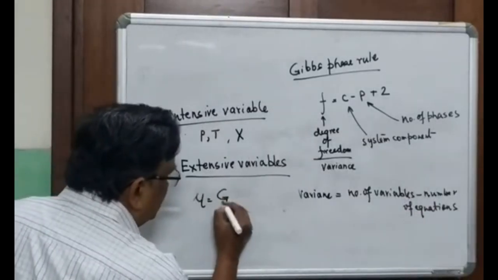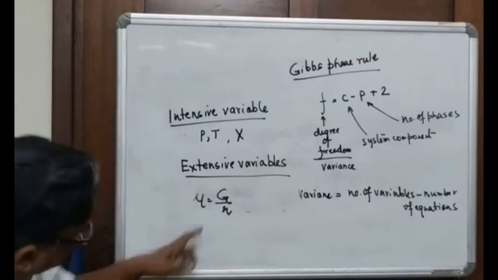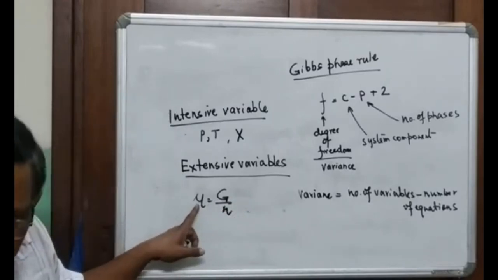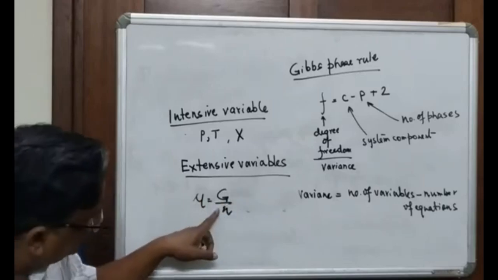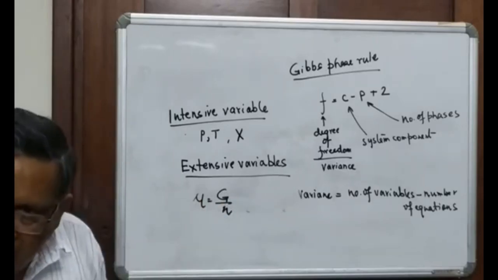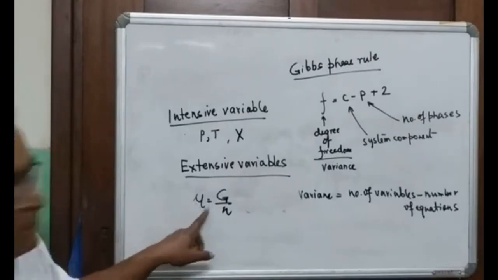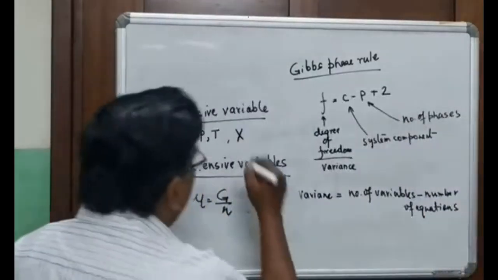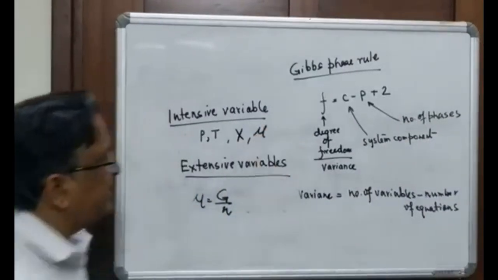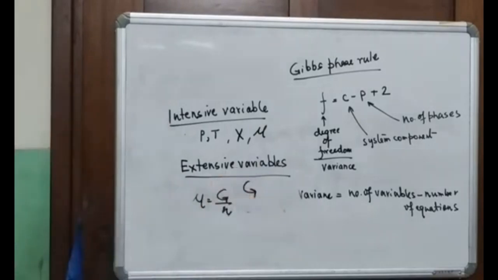Mu is equal to G by N. This is called chemical potential and this is called free energy. And G by N, that means molar Gibbs free energy, is called the pure potential per mole. So it does not depend on mass. So chemical potential is an intensive variable, but G is an extensive variable.